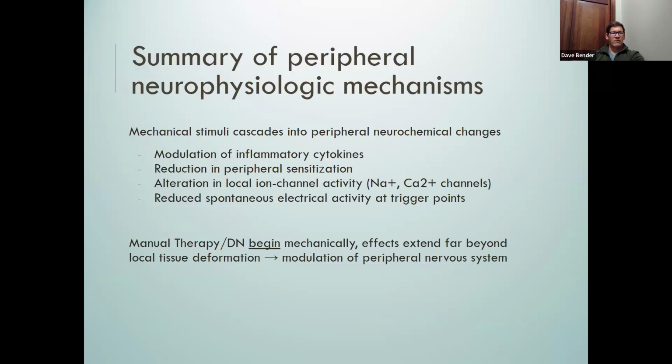So, a summary of peripheral neurophysiological mechanisms. Mechanisms stimulate a cascade of peripheral neurochemical changes. You have modulation of inflammatory cytokines. There's a reduction in peripheral sensitization due to these. There's an alteration in the local ion channel response, the sodium and calcium channels. And again, it reduces spontaneous electrical activity at the trigger points, which is the big outcome with that. Again, the idea is that manual therapy and dry needling begin mechanically, and the effects extend beyond the local tissue deformation with modulation in the peripheral system.